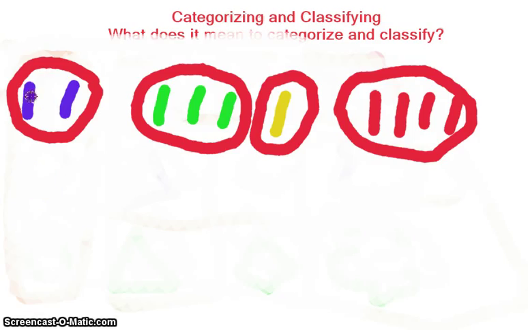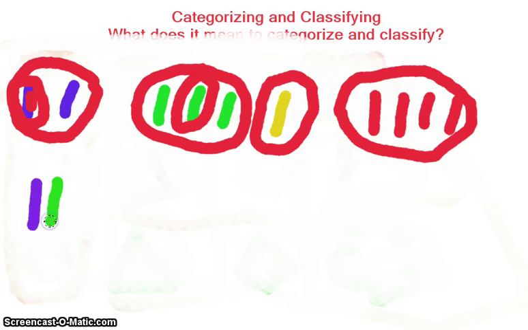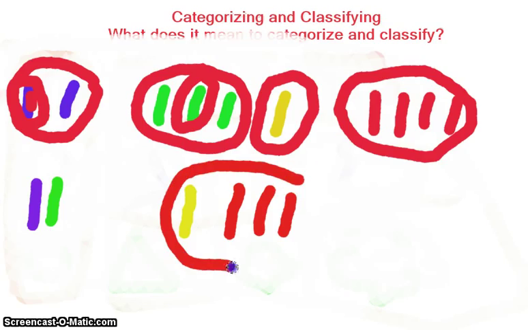His 1 purple toy is a lot longer than his other purple toy, but I feel that this purple toy here is the same size as his green toy. So I would put his 1 purple toy and his 1 green toy together. Why? Because they are the same shape. Now when I look at his yellow toy and I look at 3 out of the 4 pink toys, I notice that all 4 of these toys are the longest out of the whole bunch that he has.